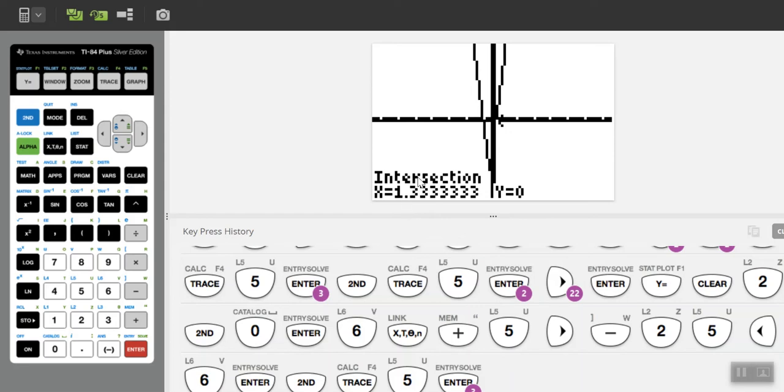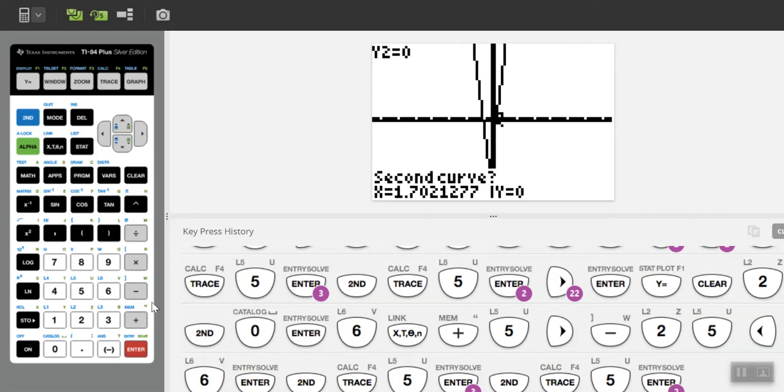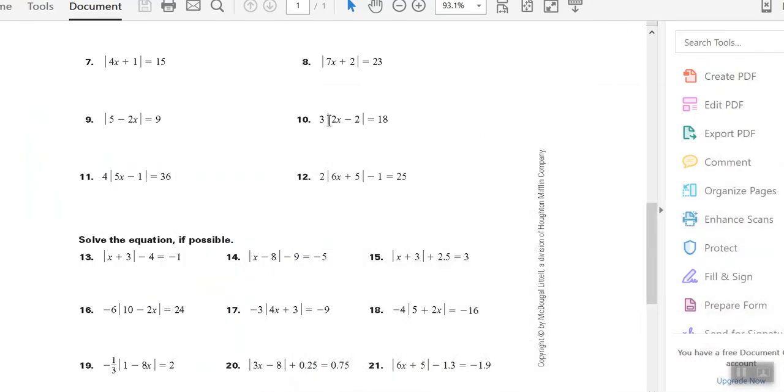Now the second one, second calc number 5 intersect. First curve, second curve, and then guess. I'm going to use the left arrow key to move it closer to that one. And you get -3, which is our other answer. So there's no excuse for missing any of these as long as you plug in your calculator right, and you can check them right there. We just did it with numbers 4 and 12.